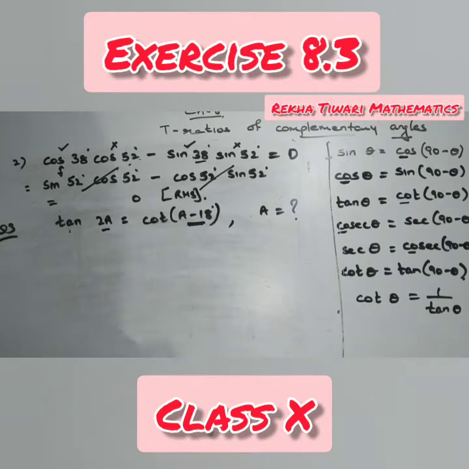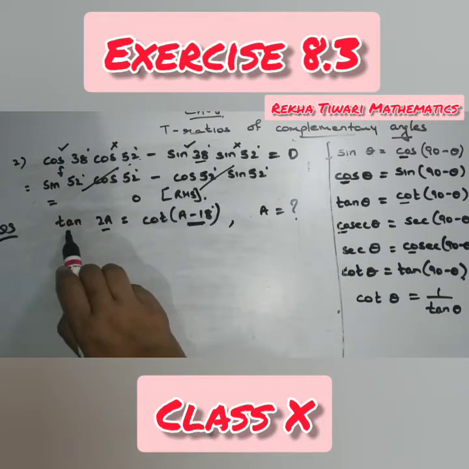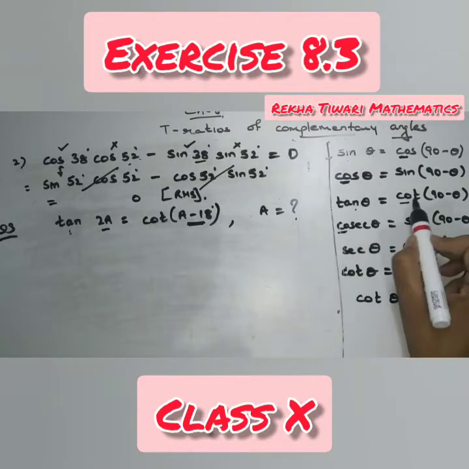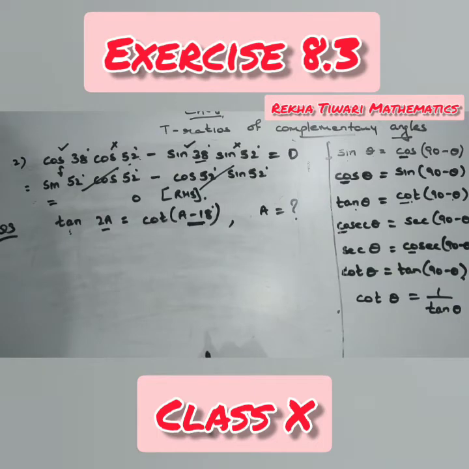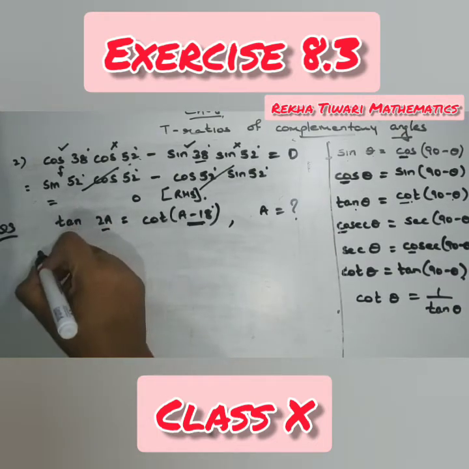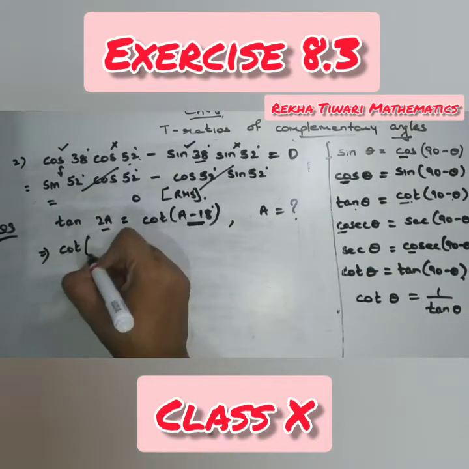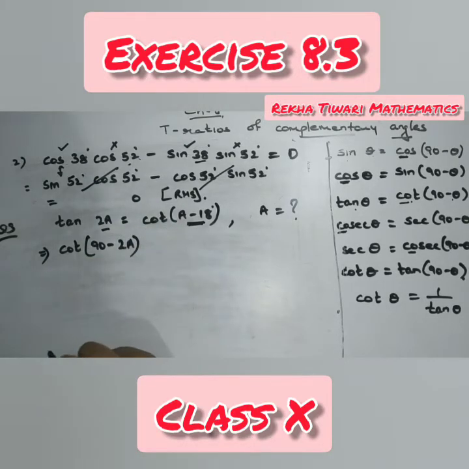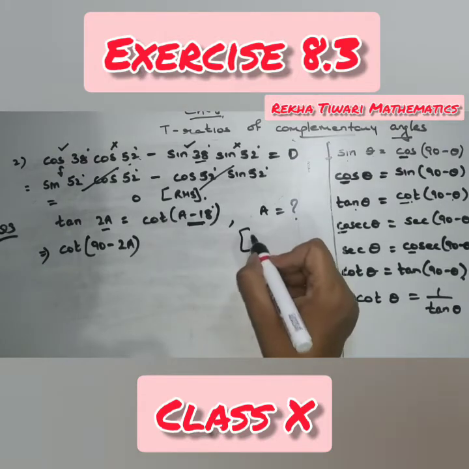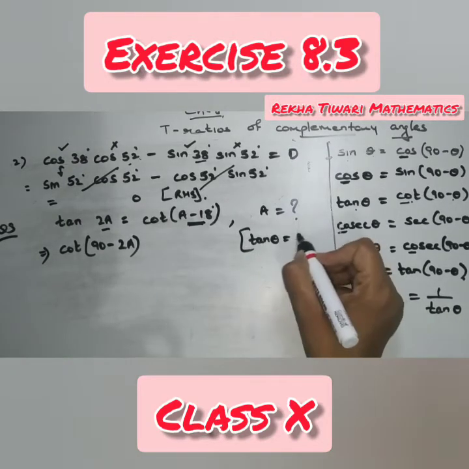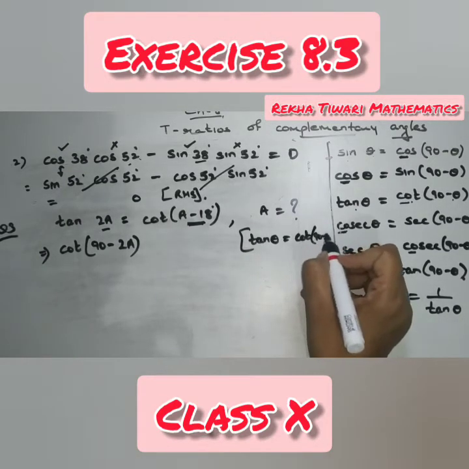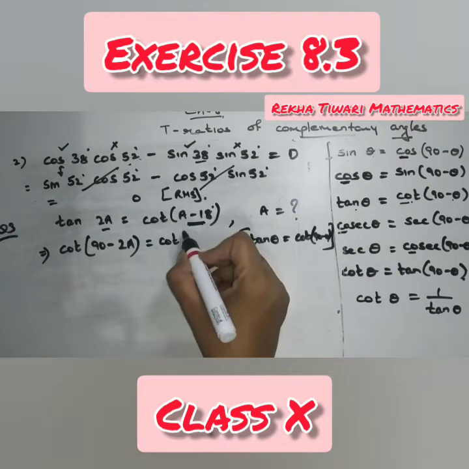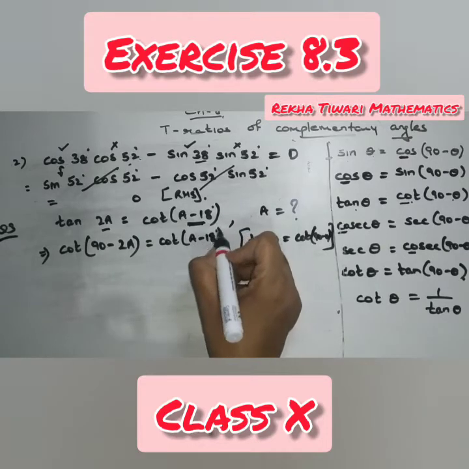Let me change this tan. If I am going to change tan, what is the complement of tan? Cot 90 minus theta. Okay, so let us change this tan as cot. So theta becomes 90 minus theta, that is 90 minus 2a, because tan theta is equal to cot 90 minus theta. So I can change, and this is cot a minus 18.